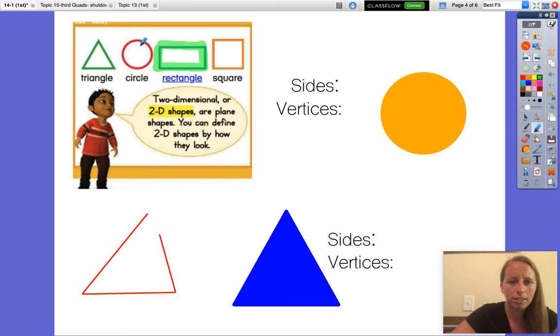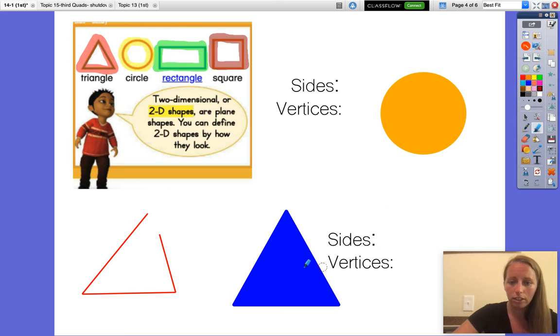Okay? But when we look at this circle, a circle is a little different. It doesn't have any straight edges. It's all curved, so it doesn't have any sides. It actually has 0 sides. Okay? Triangle is a little different. It doesn't have 4 sides, it has 3. So when we see a shape with 3 sides, we call it a triangle. And then lastly, we have a square. And a square has 4 sides like a rectangle, but a square and a rectangle are different because a square has 4 equal sides. All the sides are the same length.